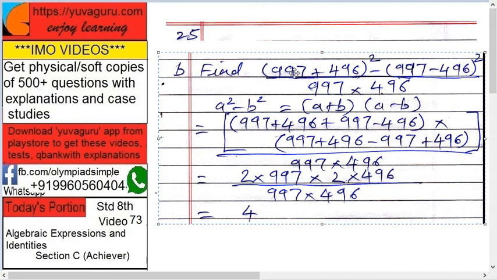Again, solve (997 + 496)² − (997 − 496)² the whole upon 997 × 496. Now we can solve this way also: add them and then square them, subtract them and then square them. That also you can do.